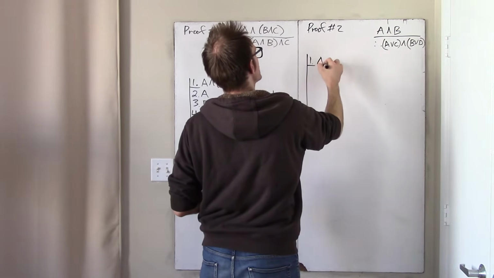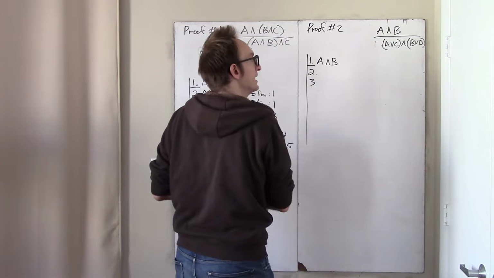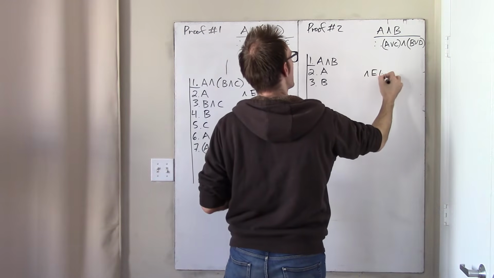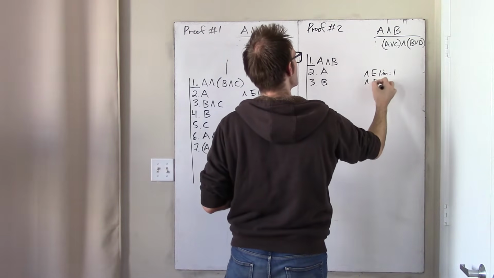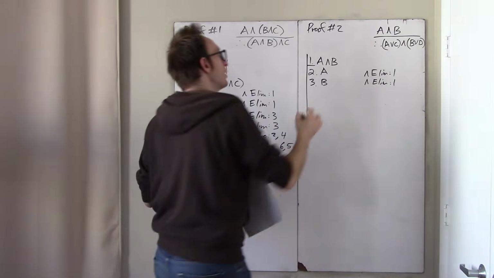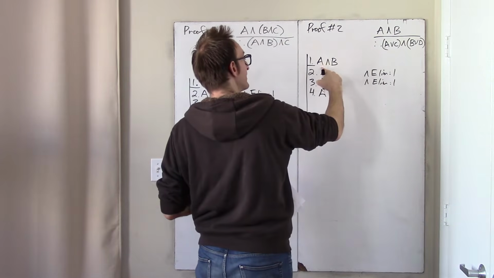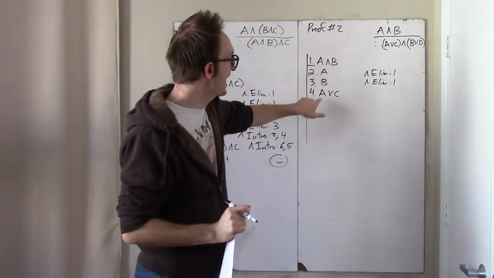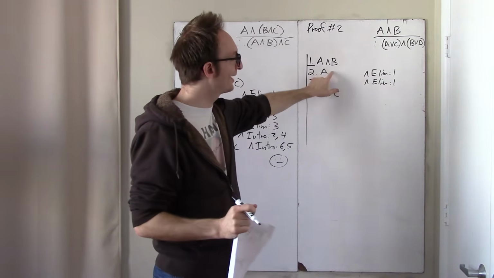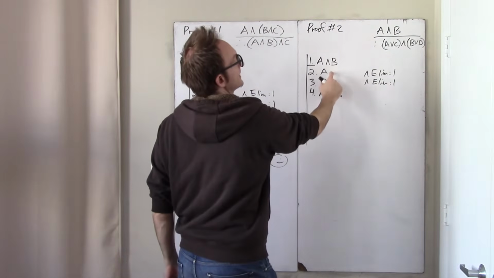This argument has one premise, A and B, and from this conjunction, we can break it down into its 2 conjuncts, and elim 1 and elim 1. But then we have a rule which says that if A is true, then A or C is true. You can think of this as a weakening of the information in line 2, but it is certainly valid.